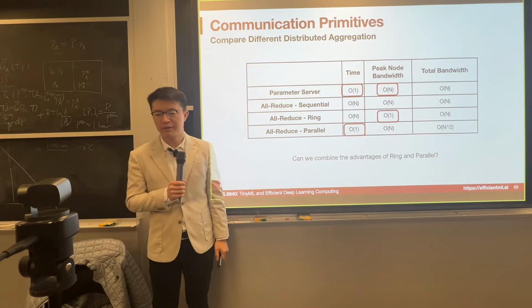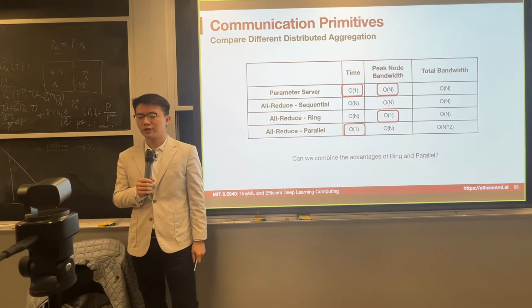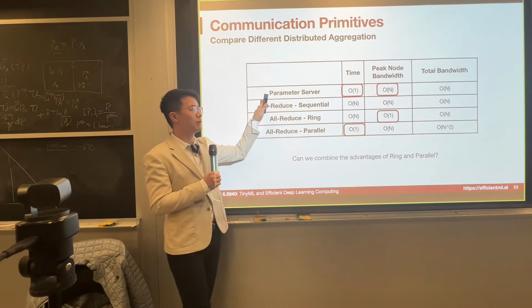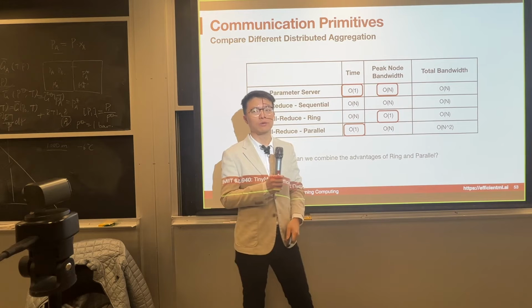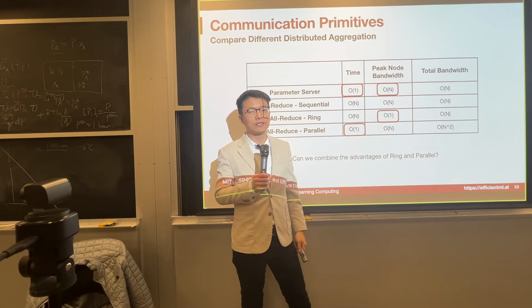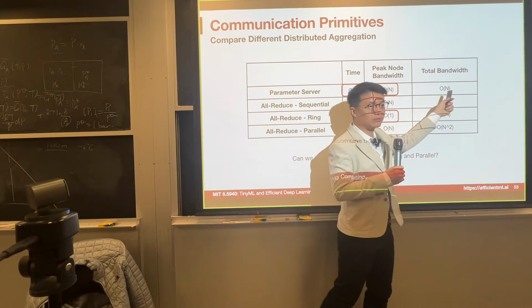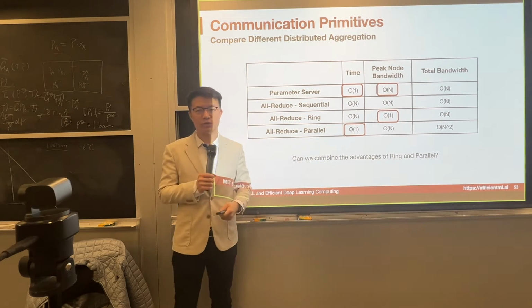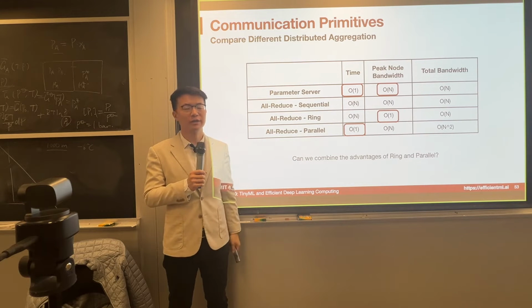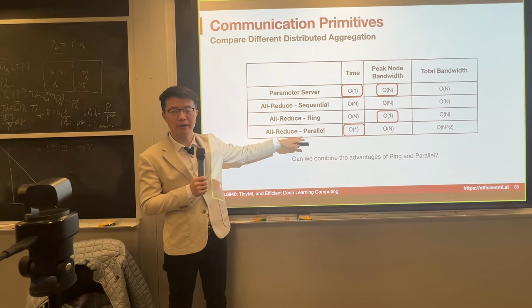So this is a comparison among different distributed aggregation methods using a parameter server. The time is O(1), but unfortunately, the peak node bandwidth is O(N) due to the centralized parameter server, which is not quite scalable. And total bandwidth is O(N) because every node has to talk to the parameter server, and there are N such nodes. All reduce, if you do them sequentially versus in parallel, they're different.